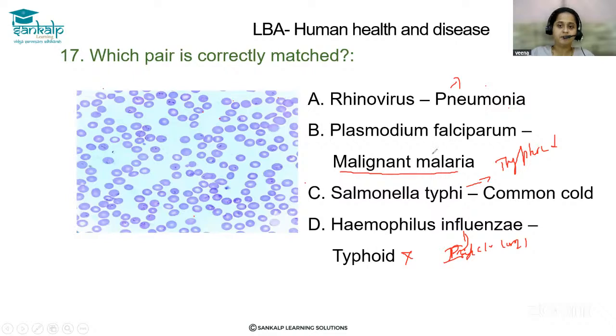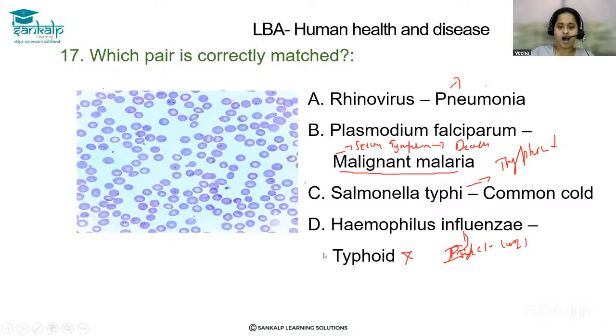And the last option, B: Plasmodium falciparum, which is causing the malignant malaria. Yes, the Plasmodium which causes malaria. This is another species, Plasmodium falciparum, which causes malignant malaria. That means it causes very severe symptoms. It can lead to death also. So that is the correct answer.